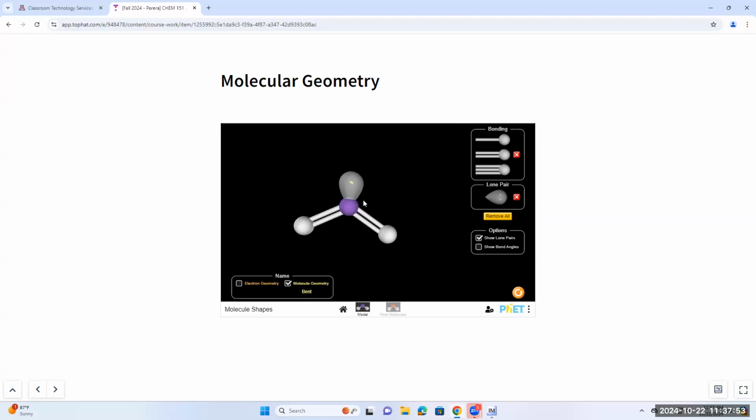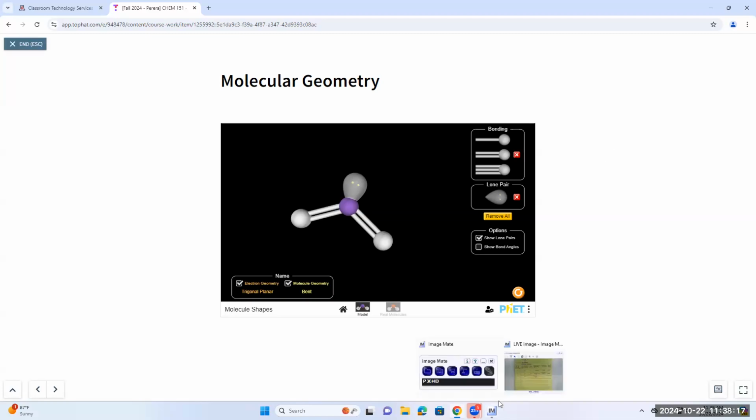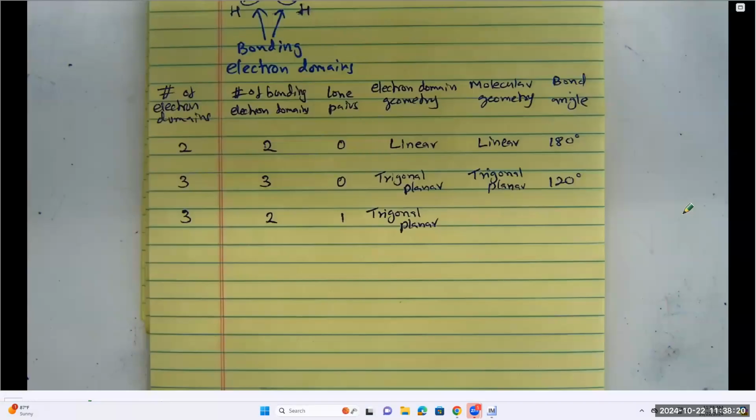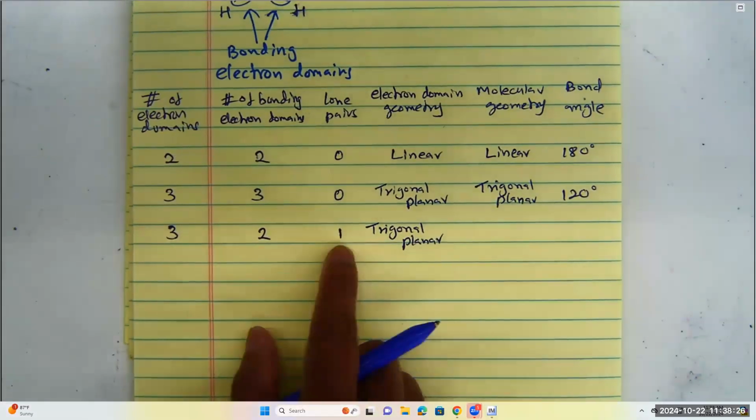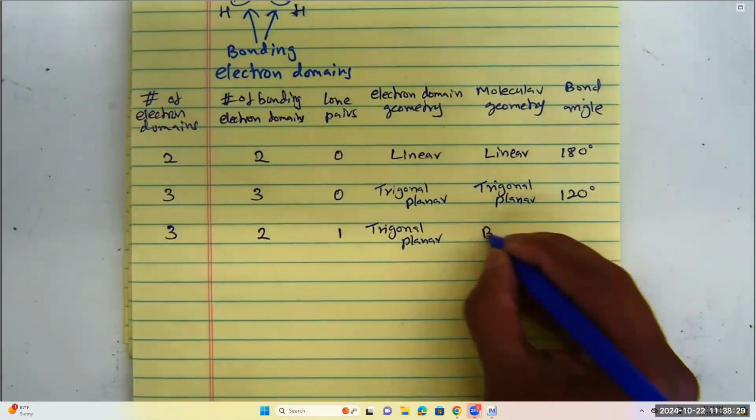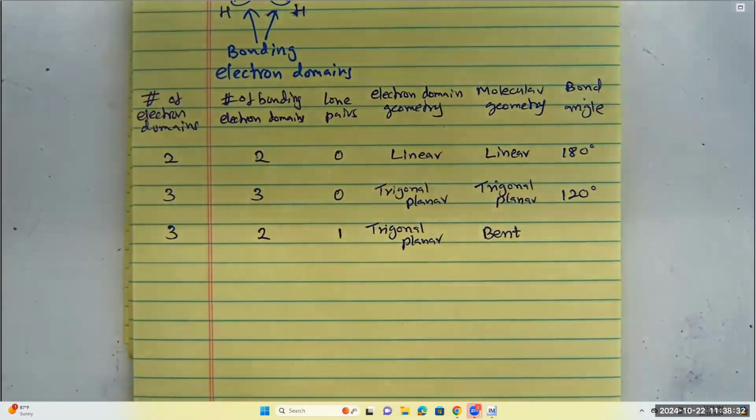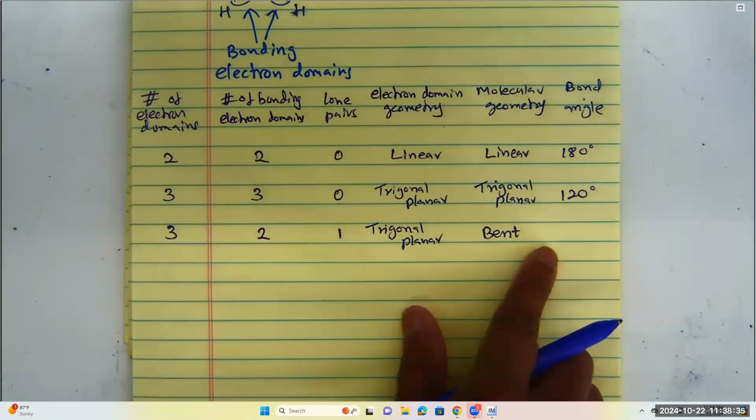Remember, when we're talking about the molecular geometry, we are not looking at the lone pair. We are hiding the lone pair and looking at the rest of the molecule, how the atoms are placed in space. But when it comes to electron domain geometry, we are looking at where all the electron domains are placed in space. So let's make that note. If we have 3 electron domains and only 2 of them are bonding and 1 is a lone pair, then we have a bent geometry. The molecular shape is bent. What about the bond angle? Anybody?